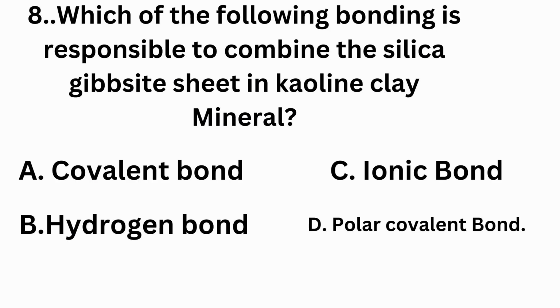Question number 8. Which of the following bonding is responsible to combine the silica and gibbsite sheet in kaolin clay mineral? A. Covalent bond, B. Hydrogen bond, C. Ionic bond, and D. Polar covalent bond. So the bond which is responsible to combine the silica and gibbsite sheet in kaolin clay mineral is hydrogen bond.